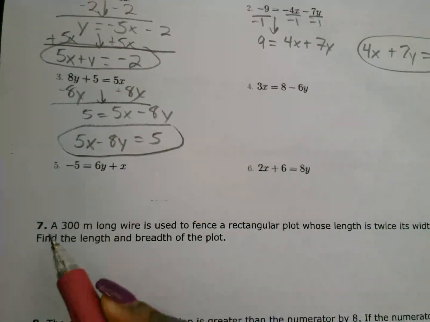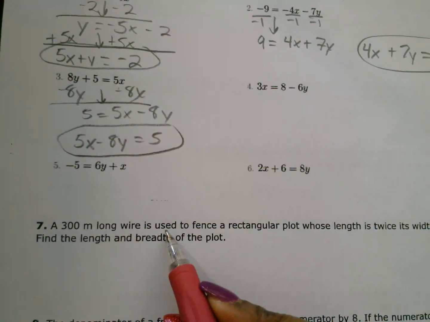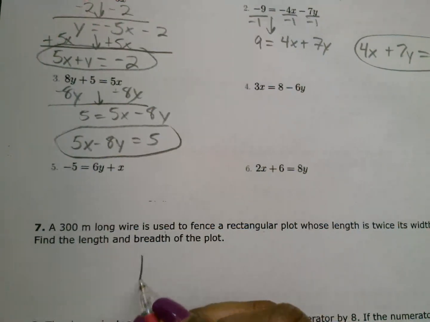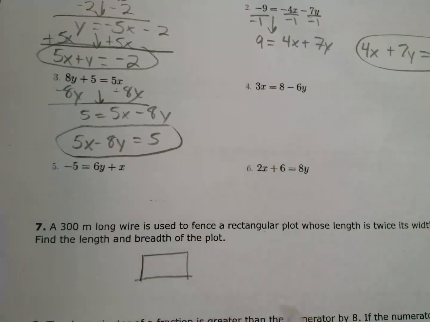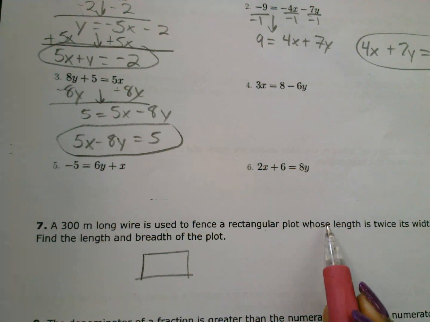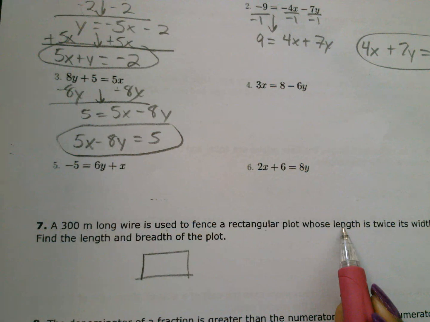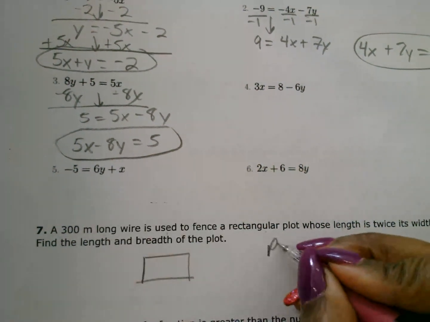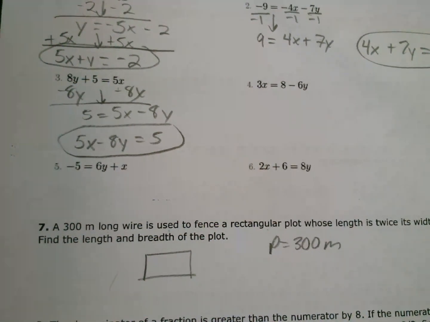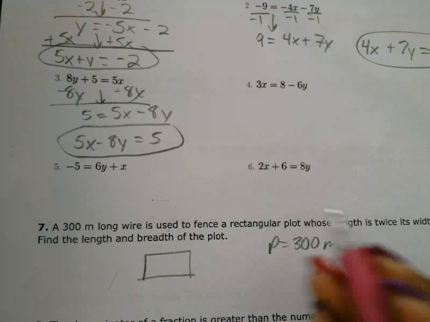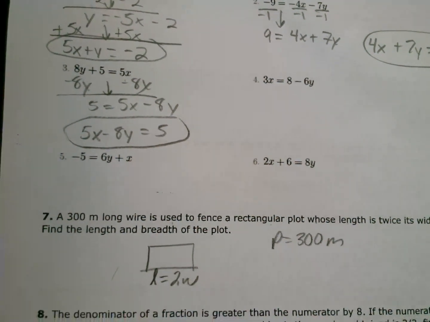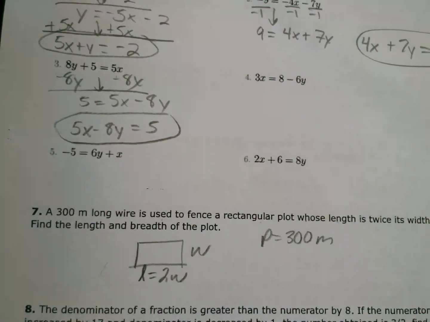At the bottom, it says a 300-meter long wire is used to fence a rectangular plot. So we've got a rectangular plot, and the wire is used to fence it. So the total perimeter, P, is 300 meters. Whose length is 2 times the width. And this is the width here. That's W. Find the length.